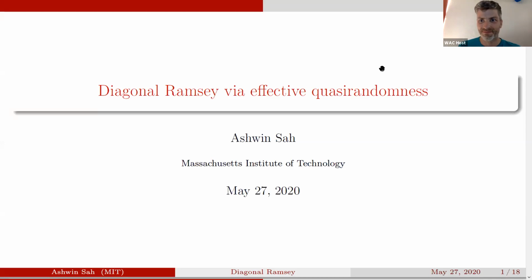So yeah, as Sean mentioned, I'm talking a bit about diagonal Ramsey numbers and some recent results that I have on better upper bounds for diagonal Ramsey numbers via certain effective quasi-randomness techniques.